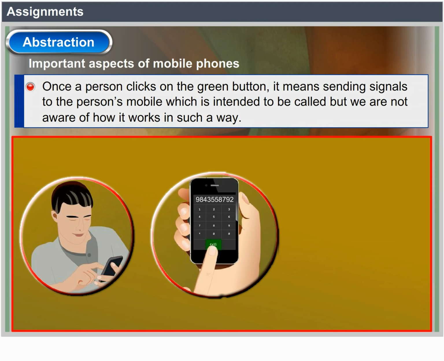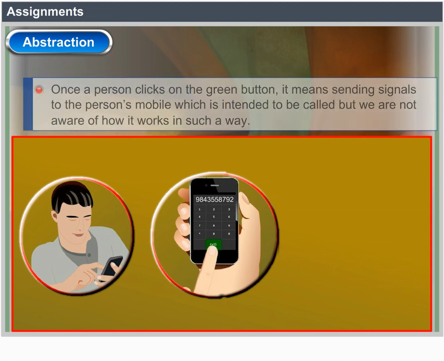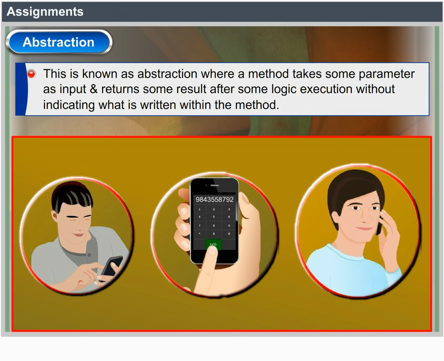Once the person clicks on the green button, it means sending signals to the mobile which is intended to be called, but we are not aware of how it works in such a way. This is known as abstraction, where a method takes some parameter as input and returns some result after some logic execution without indicating what is written within the method.